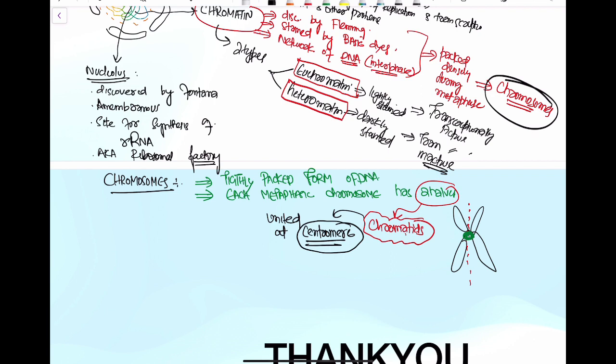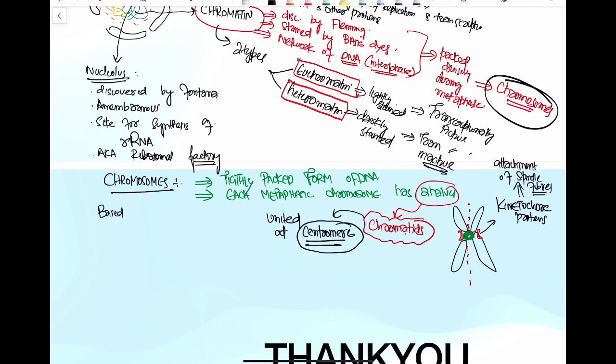Now this centromere has thin protein discs on either side where spindle proteins attach. These thin protein discs on either side are called kinetochore discs, kinetochore proteins. And what is the significance of kinetochore proteins? They help in attachment of spindle fibers. You must always remember this.